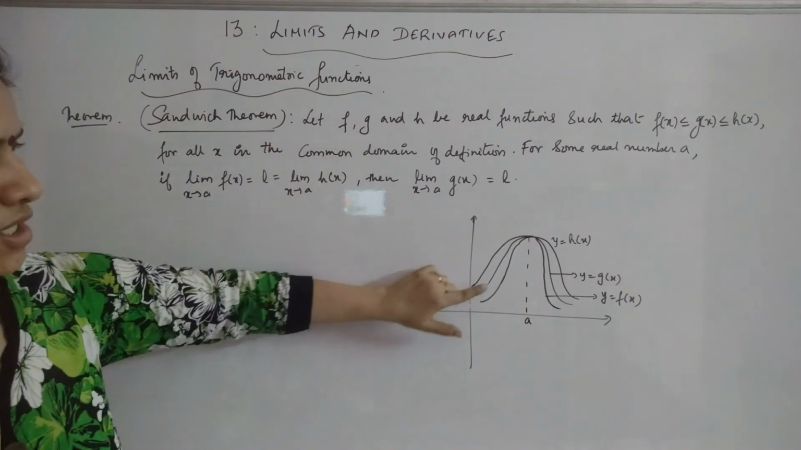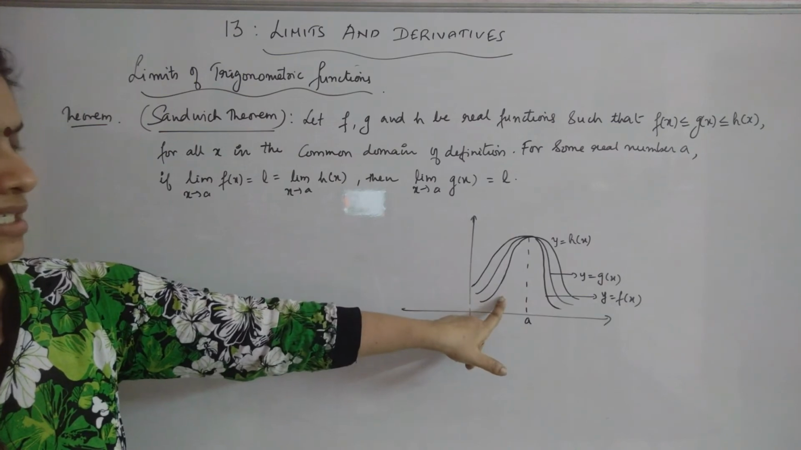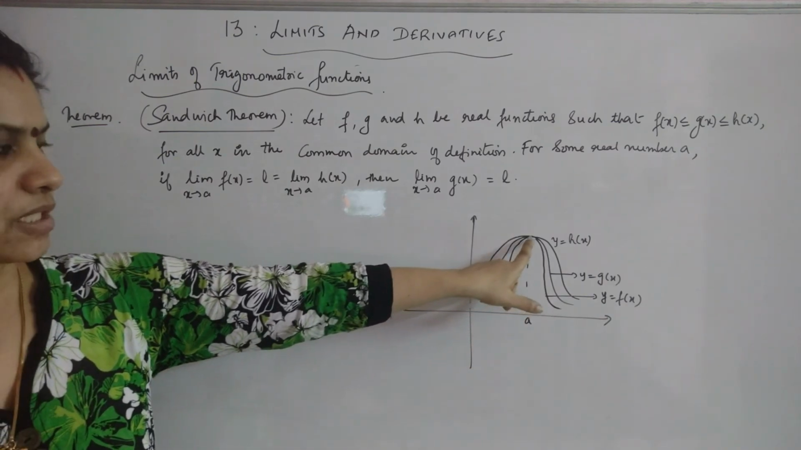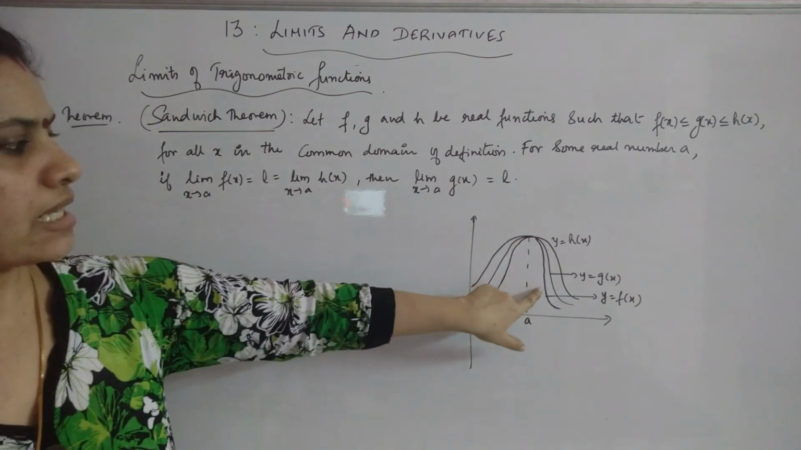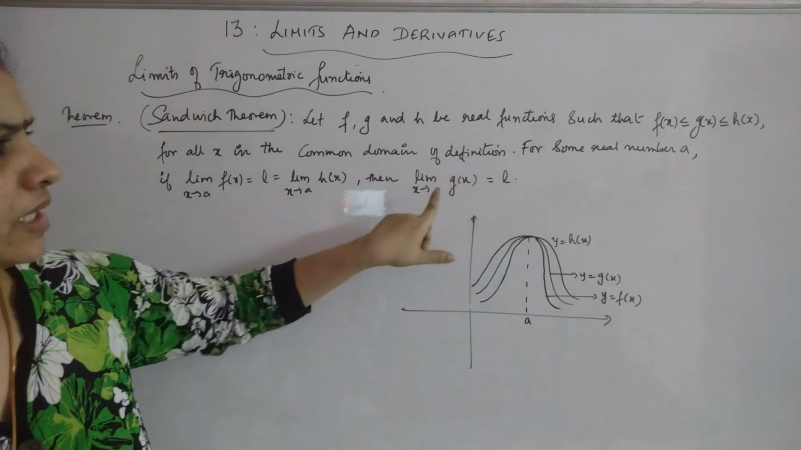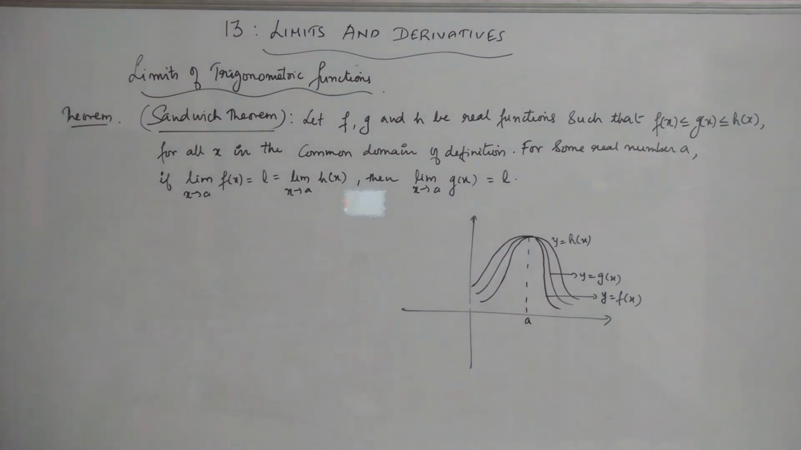So you have three functions in such a manner that for all values you have f of x less than or equal to g of x less than or equal to h of x, and at a particular point a, if the limit of this function and the limit of this function are the same, then the limit of the in-between function, that is g of x, will also have the same value.